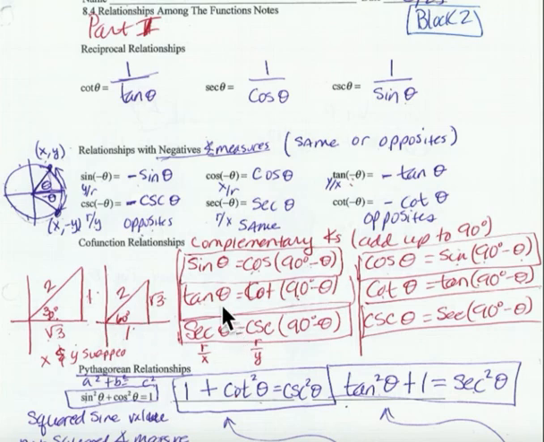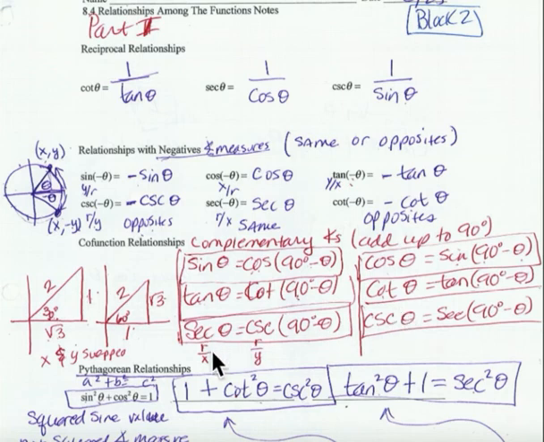Tangent, remember the tangent is y over x, so tangent of 30 degrees would be y over x, 1 over √3. Well, that's the same thing as the cotangent of 90 minus 30 degrees. 90 minus 30 is 60, so the cotangent of 60 degrees is x over y, 1 over √3, the same measure. And likewise, the cosine of an angle measure is the sine of the complement of that angle measure.